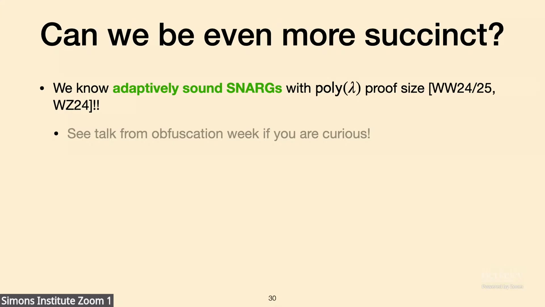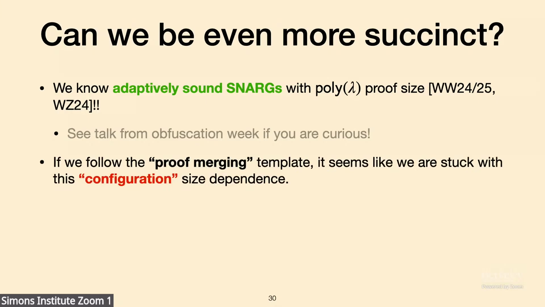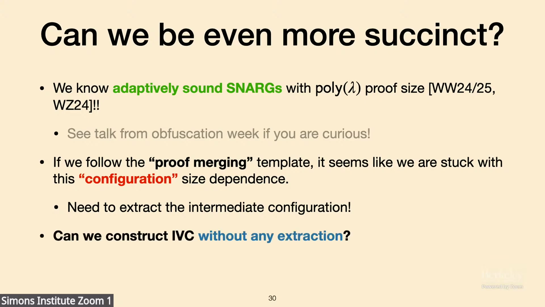And I'll try to tease out one of the ideas from this work in my security proof. If you follow this proof merging template that I mentioned, it seems like we're really stuck at this configuration size dependence, because you need to put CF prime in the proof and then recurse. And I don't want to do that, because I want poly(lambda) size proofs. So I want to do IVC without any extraction and come up with a completely different way to do it. This really smells like IO. If you've done IO proofs, every time it looks like you need extraction, you get around it. So that's what we're going to try to do.